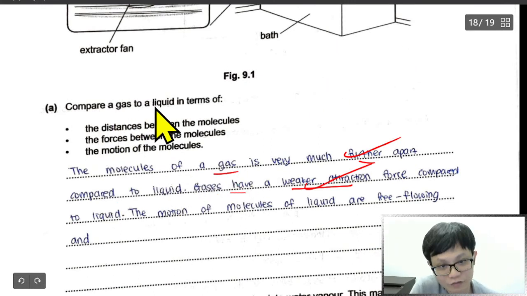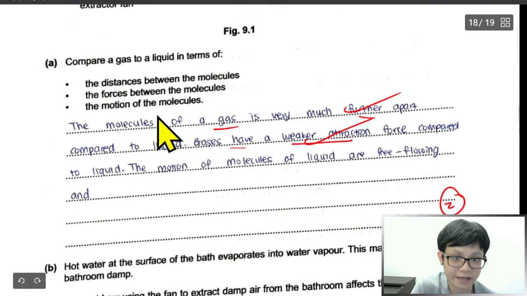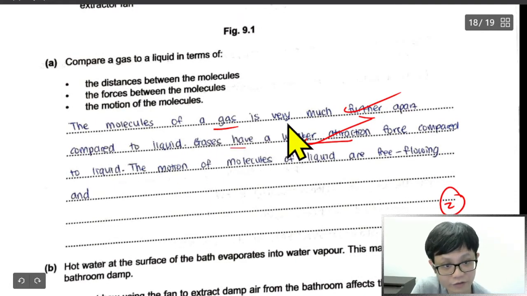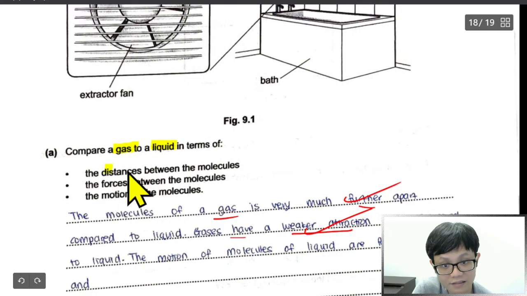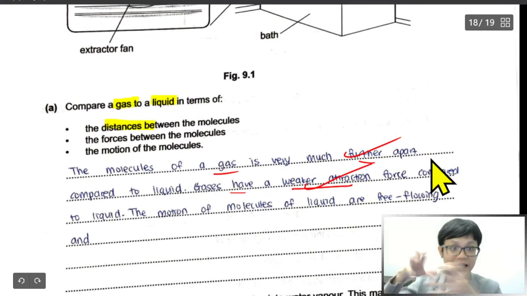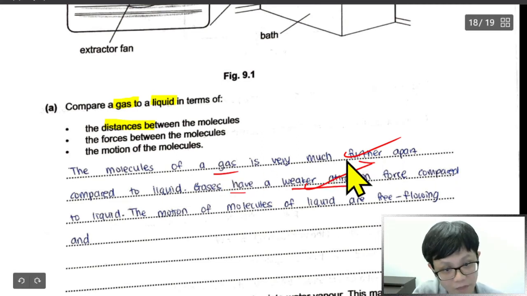Compare a gas to a liquid in terms of distance between molecules and forces between molecules. So the student gets only 2 marks for this question. Let me read the question again. Compare gas and liquid in terms of distance. Of course we know that gas distance is further apart than liquid. So the student gets 1 mark for this one.